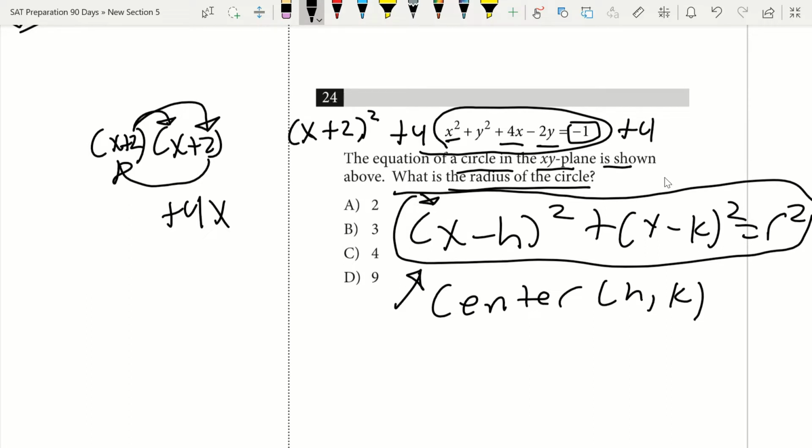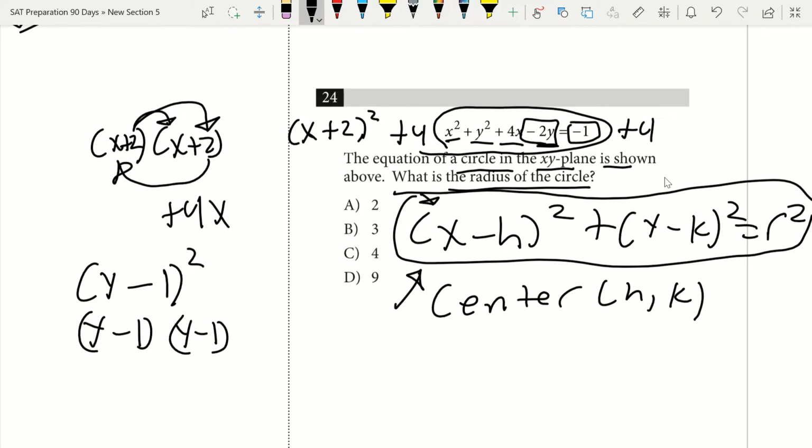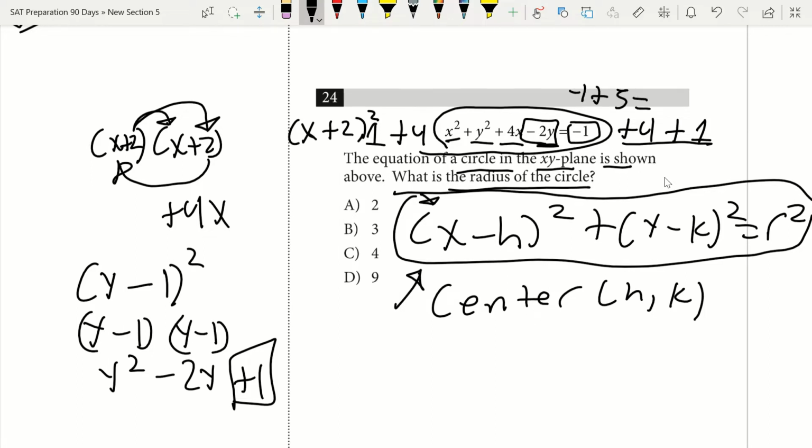So now I'm going to do the same thing I just did with my x term with my y term. So I see I have minus 2y, which means I'm going to have y minus 1 squared, because y minus 1 times y minus 1 is going to give me a y squared, and then it's going to give me minus 2y, and then it's going to give me plus 1. So since I have plus 1 here, I also have to add 1 over here. So I add 1 to each side. I see I have 4 plus 1, which is 5, and then I have negative 1 plus 5. I see that gives me 4.